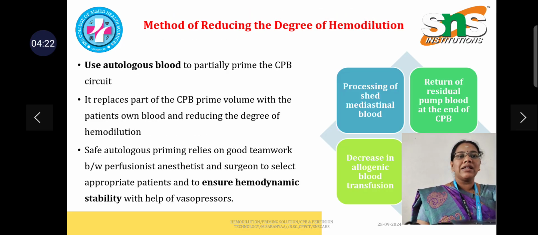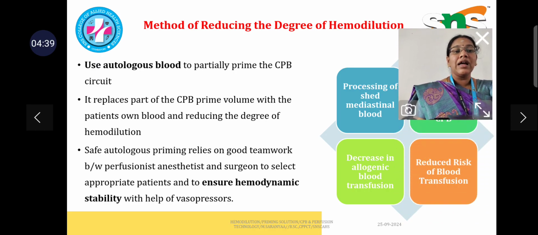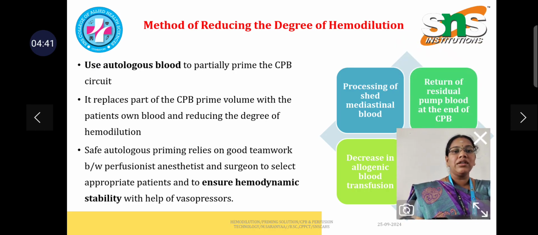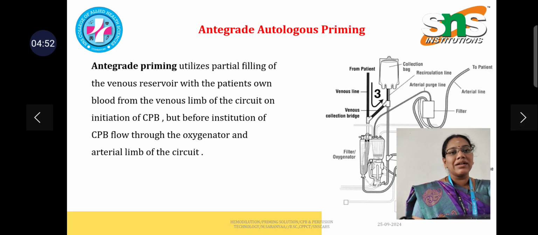Methods of reducing hemodilution are an important factor. Use autologous blood, that is the patient's own blood, to partially prime the CPB circuit. You can take the mediastinal shed blood or residual pump volume so that you can see a decrease in allogenic blood transfusion, and reduced risk from blood transfusion is a major factor. To reduce the factors, ensure the hemodynamic stability of the patient and do a safe autologous priming technique. How do we do this autologous priming technique?